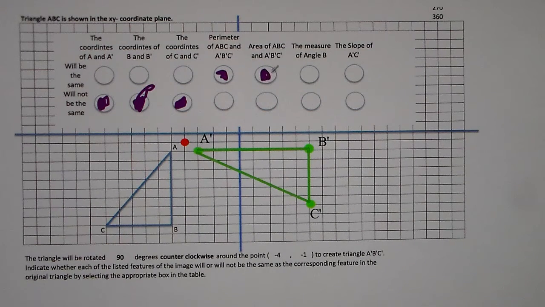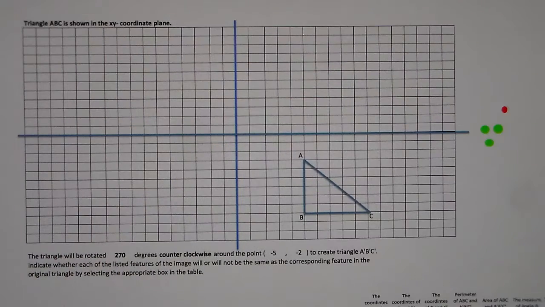The area also stays the same. By definition of area, length times width, divided by 2 for each triangle. And the measure of angle B. Well, angle B is the 90 degrees angle here, and it is also here. So they're both the same. So angle B stays the same. Now the slope, AC goes like this, and you see A prime C prime goes like that. So clearly they're different slopes. It's not the same angle. So they're not going to be the same.